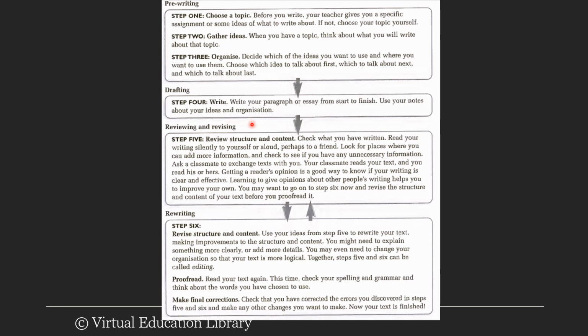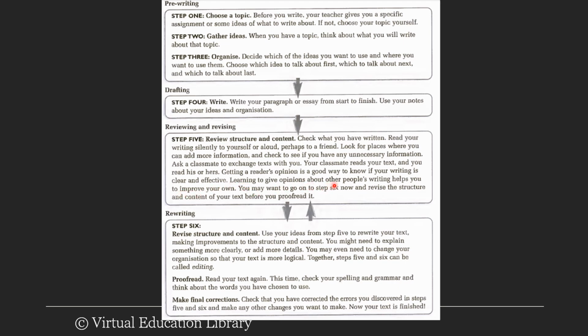Then reviewing and revising, which most of us don't do because it is a very boring process. We think that whatever we have written in the first attempt is final. But no, that's not true. You need to review and revise it. Check what you have written. Read your writing silently to yourself or aloud, perhaps to a friend. Look for places where you can add more information and check to see if you have any unnecessary information. Ask a classmate to exchange text with you. Your classmate reads your text and you read his or hers. Getting a reader's opinion is a good way to know if your writing is clear and effective.